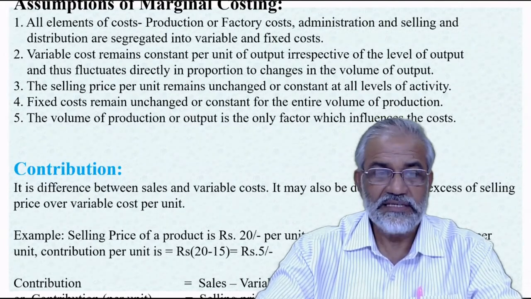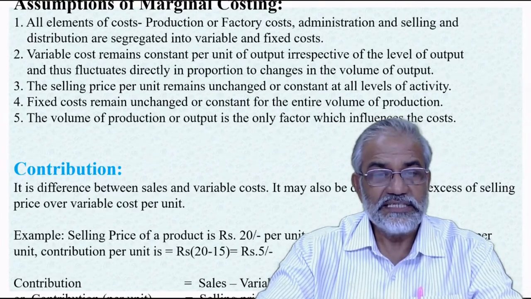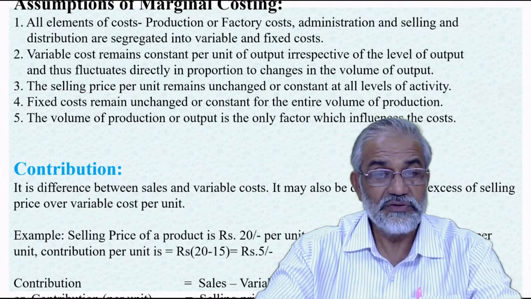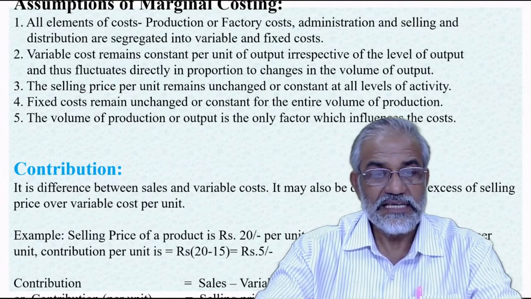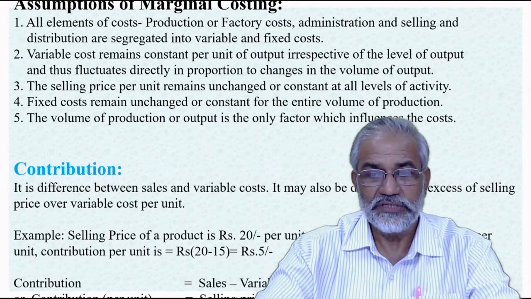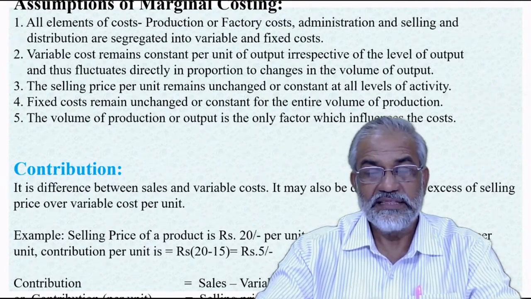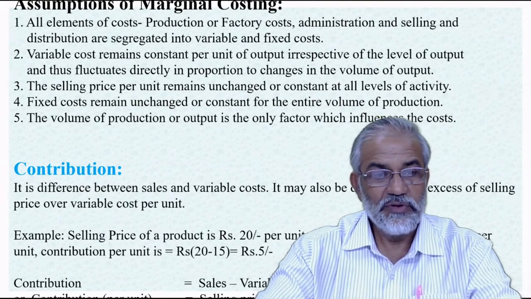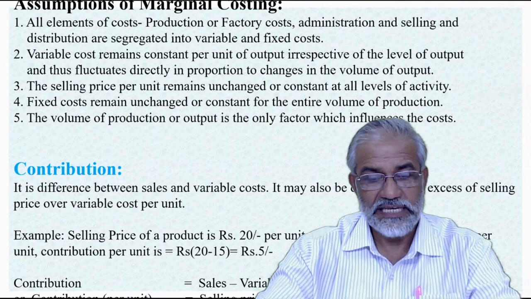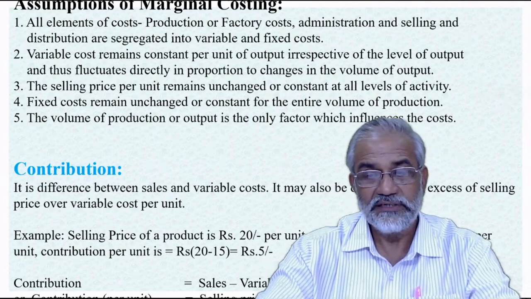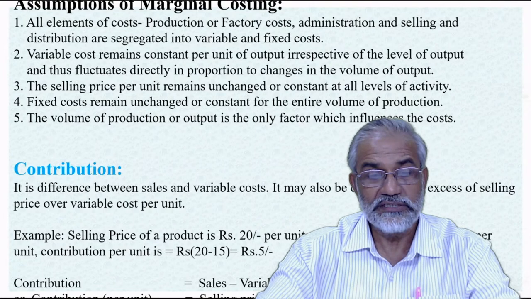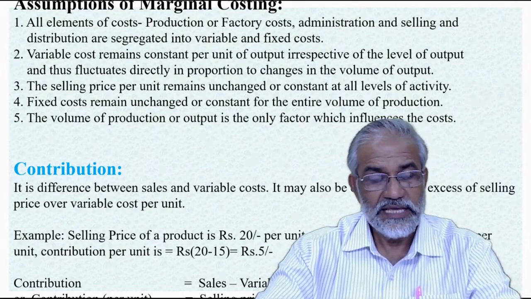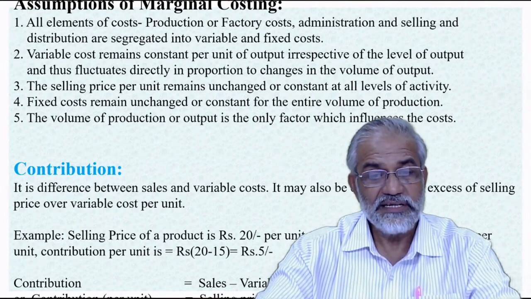Contribution means, if you can see this slide, it is the difference between the sales and variable cost. That means the equation for contribution, C is equal to S minus VC, sales minus variable cost, is the contribution. It may also be defined as the excess of selling price over variable cost per unit. For example, if the selling price of a product is 20 per unit and its variable cost is 15 per unit, the contribution per unit will be 20, the selling price, minus the variable cost 15, it would be rupees 5.